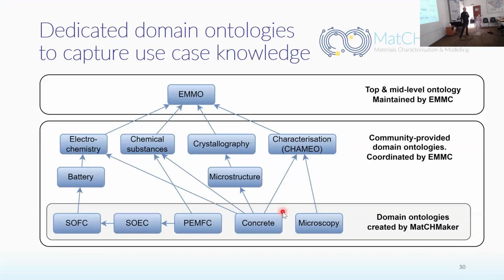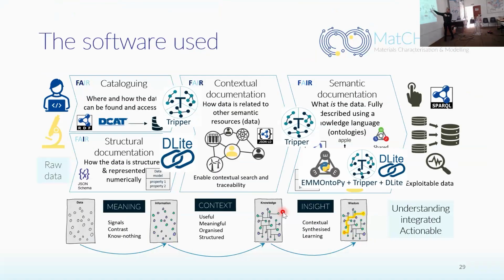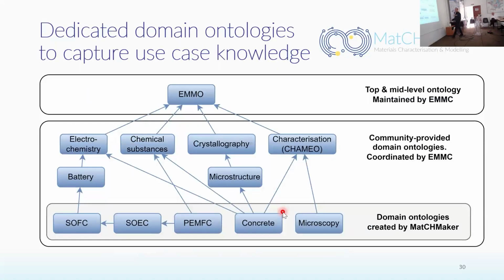We also have created an underlying... Maybe I should go back. So of course, a very important part of this semantic documentation is exactly the ontologies that provide this common language that Otilia mentioned. In MatCHMaker, we are relying on EMMO, and already before MatCHMaker started, a lot of domain ontologies had been created around EMMO. For instance, within batteries, we have electrochemistry and batteries. Cameo that Gerhard Goldbeck here has been working on. And so this is a common background that we have utilized.